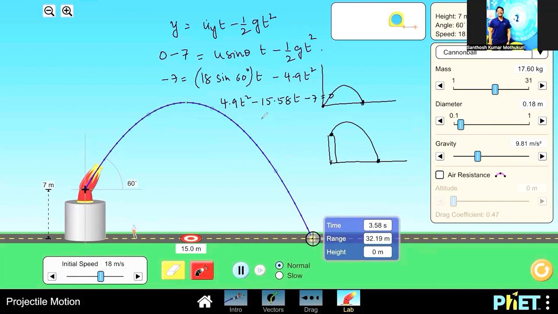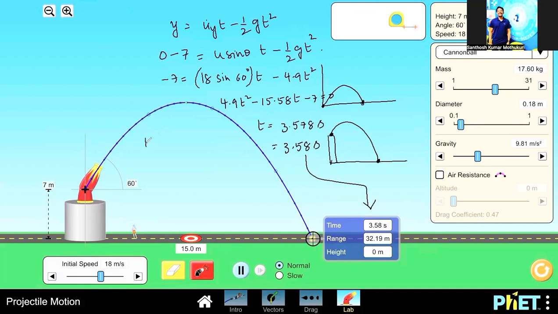If you use this equation solver, you will get the time, one negative value and one positive, and we will be taking only the positive value for time, that is 3.578 seconds. So if you round it off, 3.58 seconds, which is exactly shown here in the simulation, 3.58.